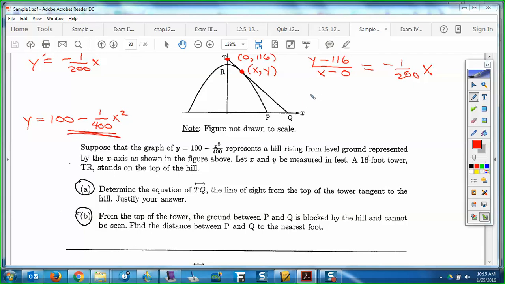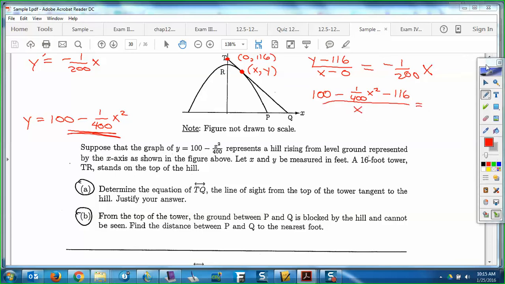So now is this a calculator or no calculator? No calculator. So that makes it a little more interesting. So in place of the y, I'm going to put 100 minus 1/400 x squared, and then minus 116. And then that's going to be all over x. And then over here, we're going to have negative 1/200 x. Okay? And so now we've got to solve that.